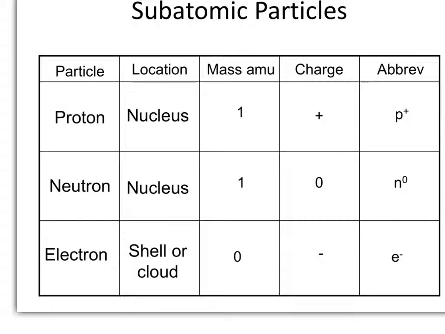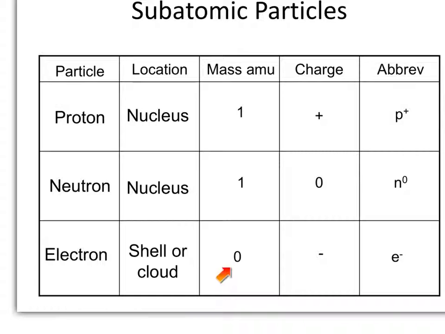Now, last but not least, let's talk about the electron. The electron is the only particle that is not found in the nucleus. The electron orbits the nucleus in the electron shell or the electron cloud. As far as the mass is concerned, we consider the electron to have 0 mass. So it has no contribution to the weight or mass of an atom.